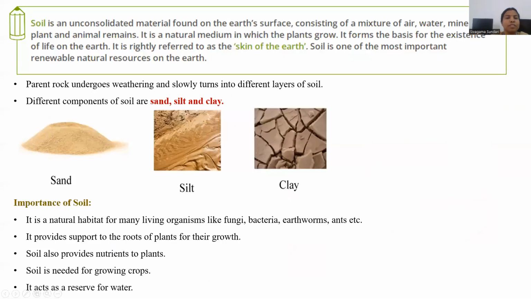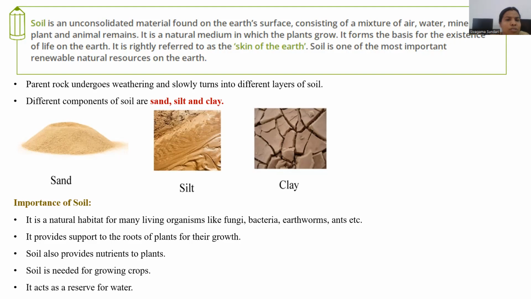So moving on to the definition, what is meant by soil? Soil is an unconsolidated material. Unconsolidated material in the sense, it is the composition of a mixture of air, water, minerals, plant as well as animal remains. You all know it is a natural medium which helps the plants to grow. It forms the basis for the existence of life on the earth. It is rightly referred to as the skin of the earth. That is also one of the most important renewable natural resources on the earth.